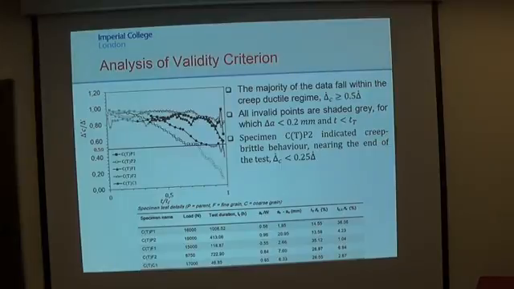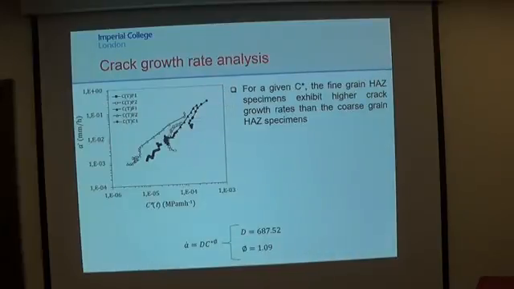Next, we look at the validity criteria. The majority of the data fall within the creep ductile regime, where it's above half the total load line displacement rate. All invalid points are shaded gray, including those for which crack growth is less than 0.2 millimeter and the transition time has not been exceeded. And you can see that specimen P2 has failed in a creep brittle manner.